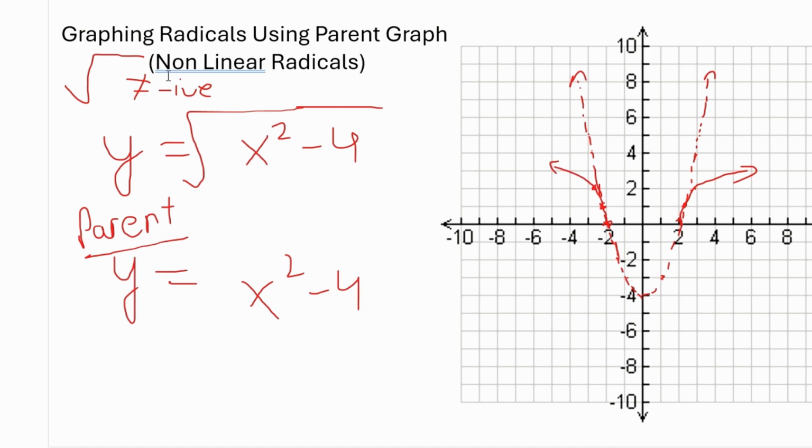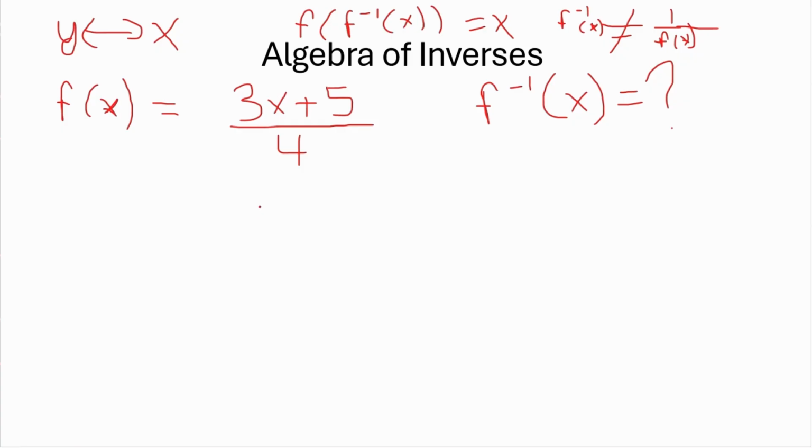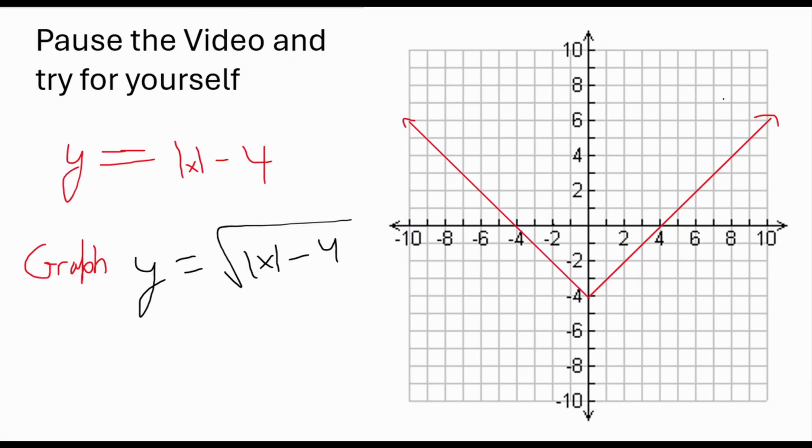So with non-linear radicals, it's almost the same thing. You just graph the parent function, but instead of using transformations like this, you use the graph itself and find the points. Okay. Next up, inverses.